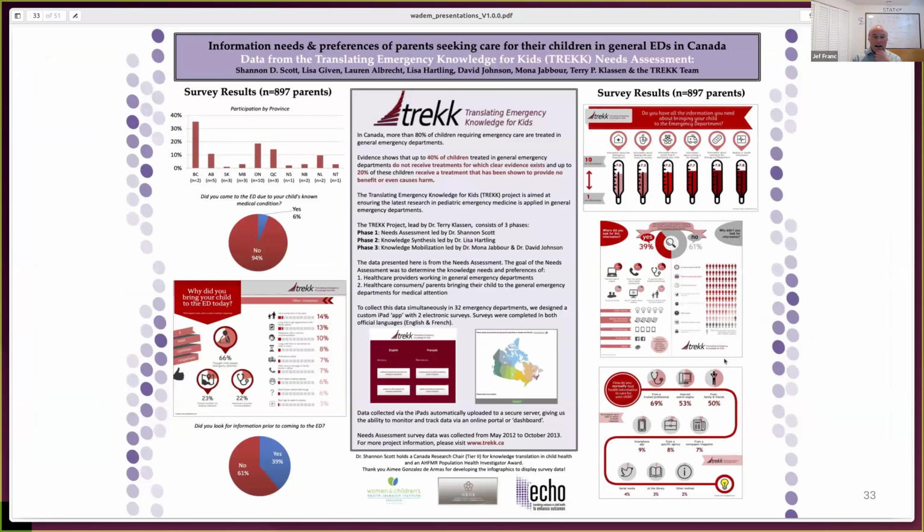This is an example of a very nice poster from the Trek team, from Terry Clausen and his team, which is talking about information needs and preferences of children in general EDs in Canada. And you can see here, this is a very modern looking poster and has lots of data points. You see there's very little text on the poster actually. It's a bunch of plots, but very simple plots. You can see here's a little bar plot about which provinces participated. There's a pie chart about did you come to the emergency department with a known medical condition or no, and then a lot of infographics.